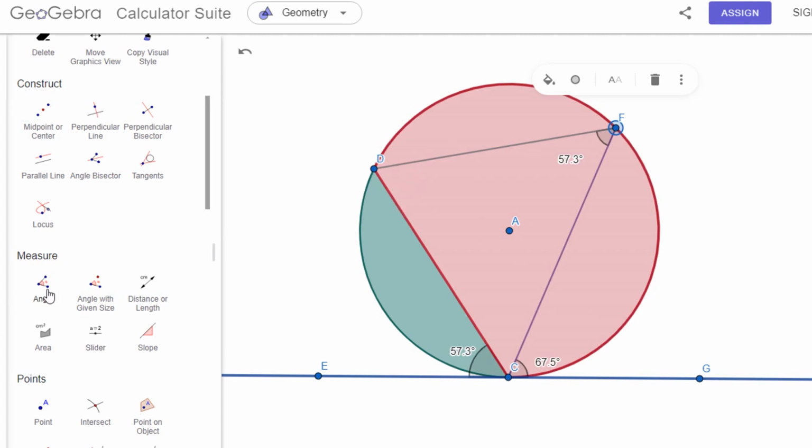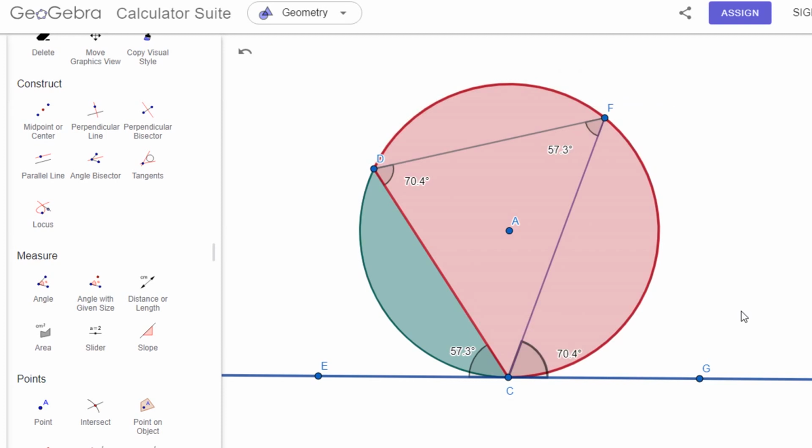Let me measure it and you will see what I'm talking about. As you can see, that's the angle. So this is what the theorem states. So this angle is equal to the angle in the alternate segment, which is the angle here.